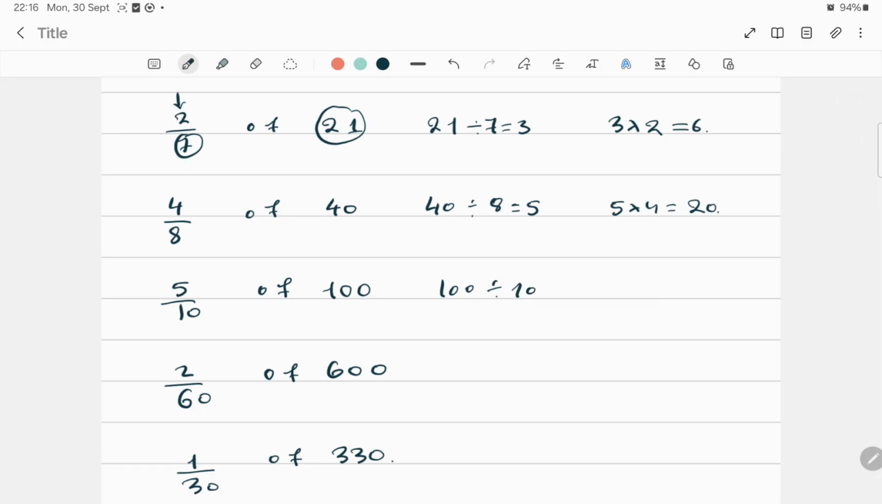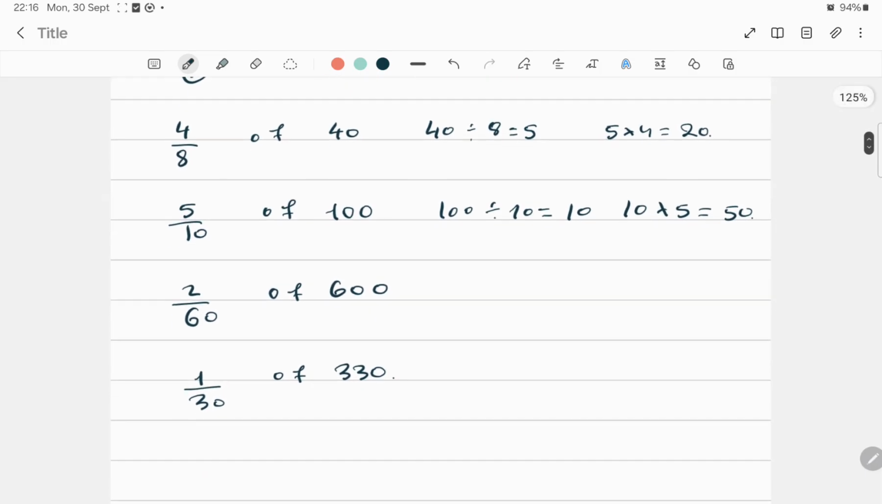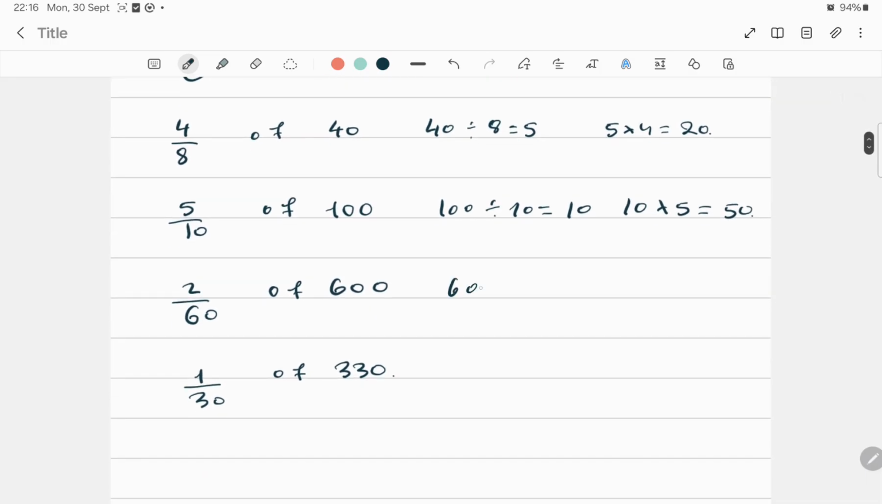100 divided by 10, this gives me 10. 10 times 5, this gives me 50. 600 divided by 60, this gives me 10. 10 times the top number here equals 20. 330 divided by 30, that's 11. And then you do 11 times 1, this number here equals 11.